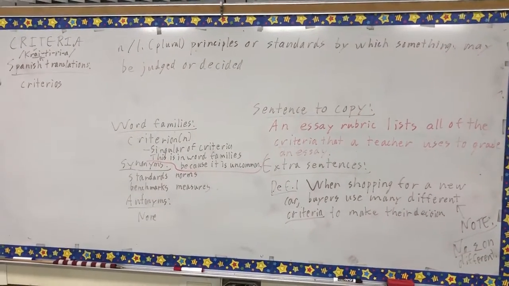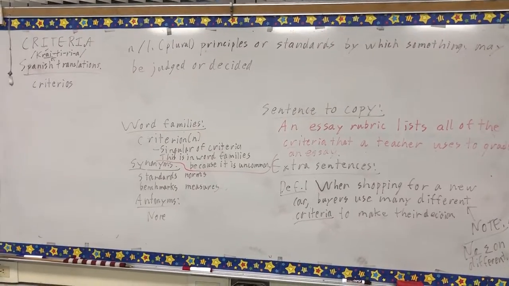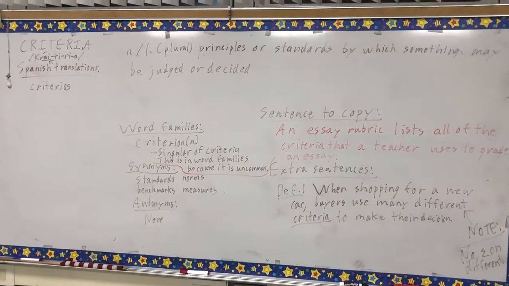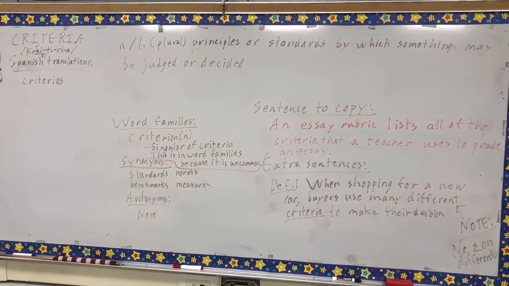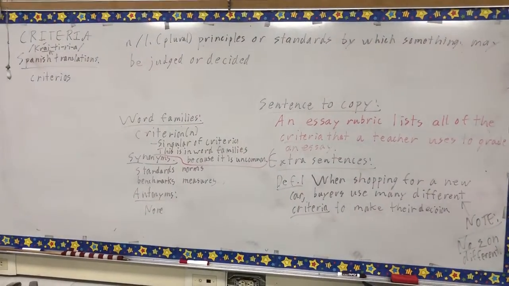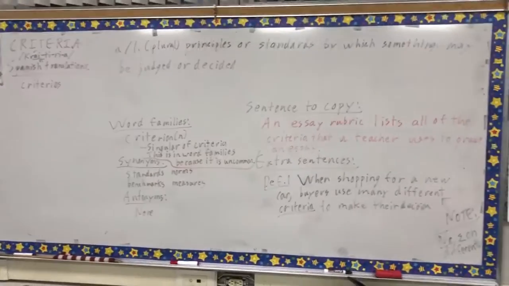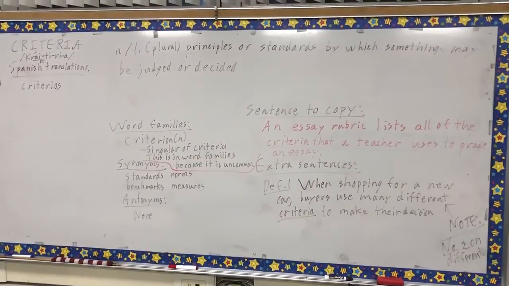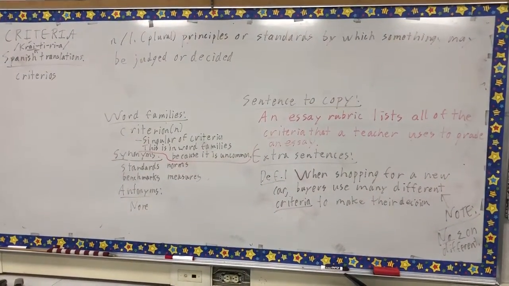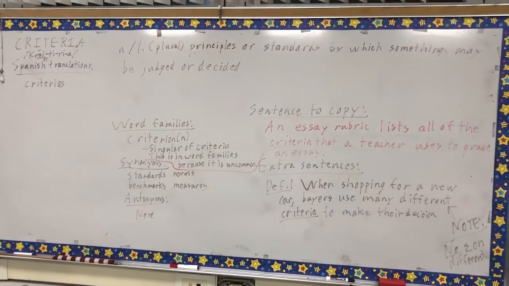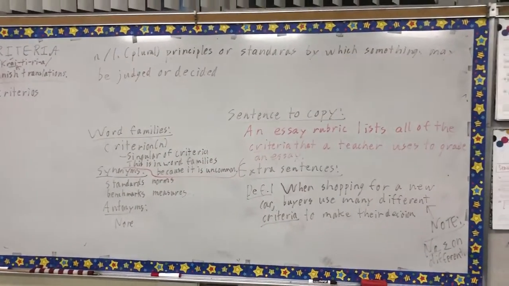It means principles or standards by which something may be judged or decided. So it's usually something like a contest where you're trying to decide, or something like an evaluation. So like teachers grading students. You can talk about criteria for grading, which is the principles or standards that we use to grade you, to decide what is a good essay in this area, and we break it down into a lot of things, right? So if you look at the sentence to copy, it says, an essay rubric lists all of the criteria that a teacher uses to grade an essay.